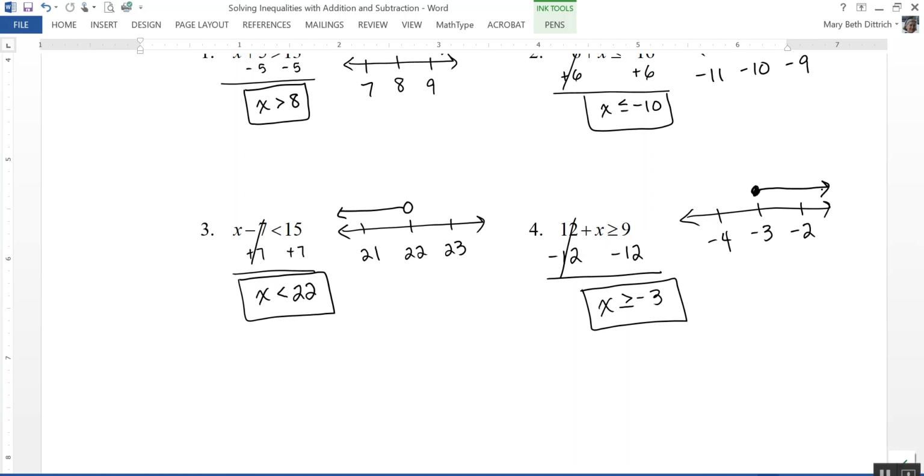So in this video we took a look at how to solve an inequality using addition or subtraction, very straightforward one-step problems, and then how to graph the solution on a number line.